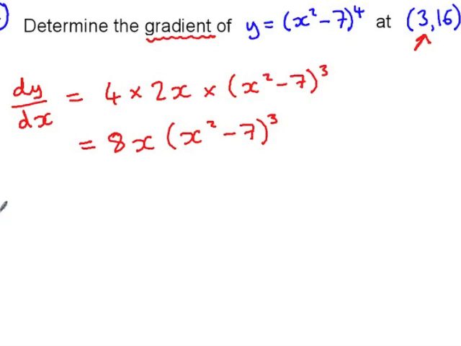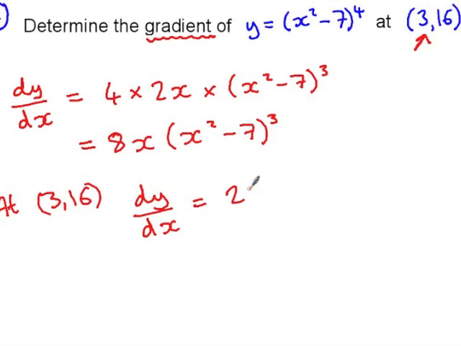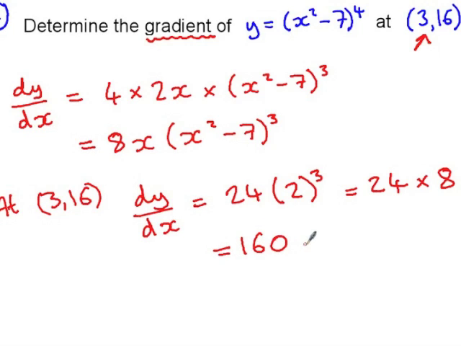equals 3. So at the point 3, 16, the gradient function dy by dx is 8 times 3 is 24, x squared is 9, and take 7 is 2, so this is multiplied by 2 cubed. 2 cubed is 8, so this is 24 times 8. 20 times 8 is 160, 4 times 8 is 32, so this is 192.